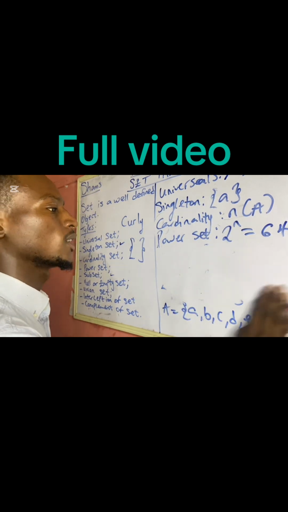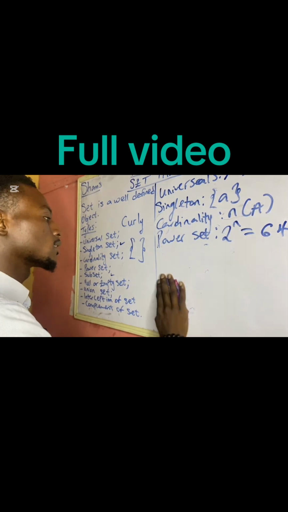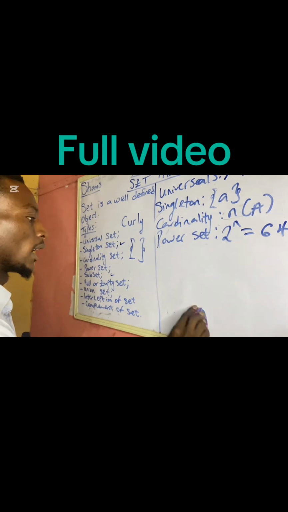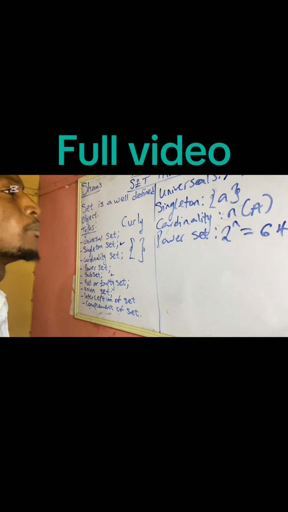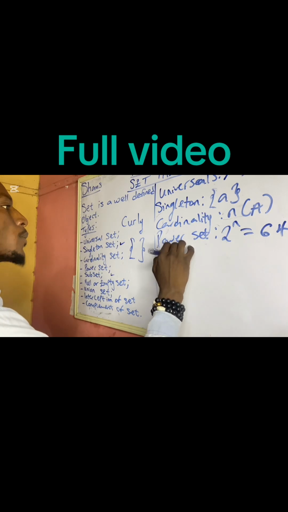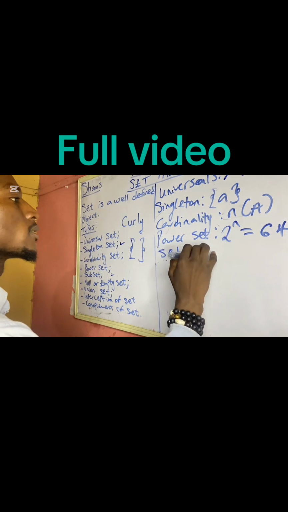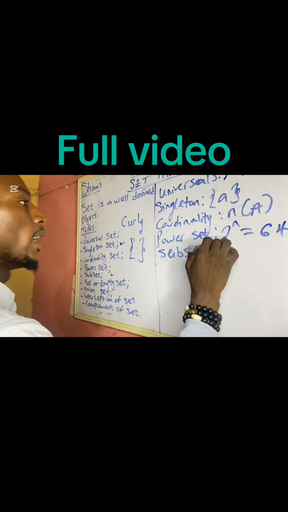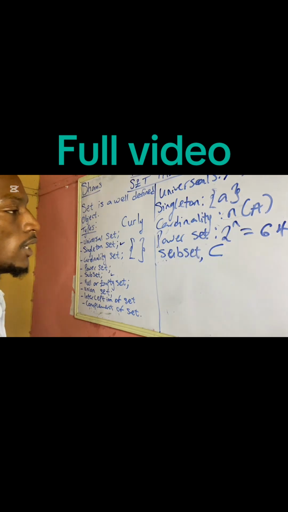Now, the next part is subset. What is the meaning of subset? Subset is a type of set that shows that you can bring a particular element out of one set, which means if I say A is a subset, I say... Subset is always denoted with an elongated C. Yes, elongated C.